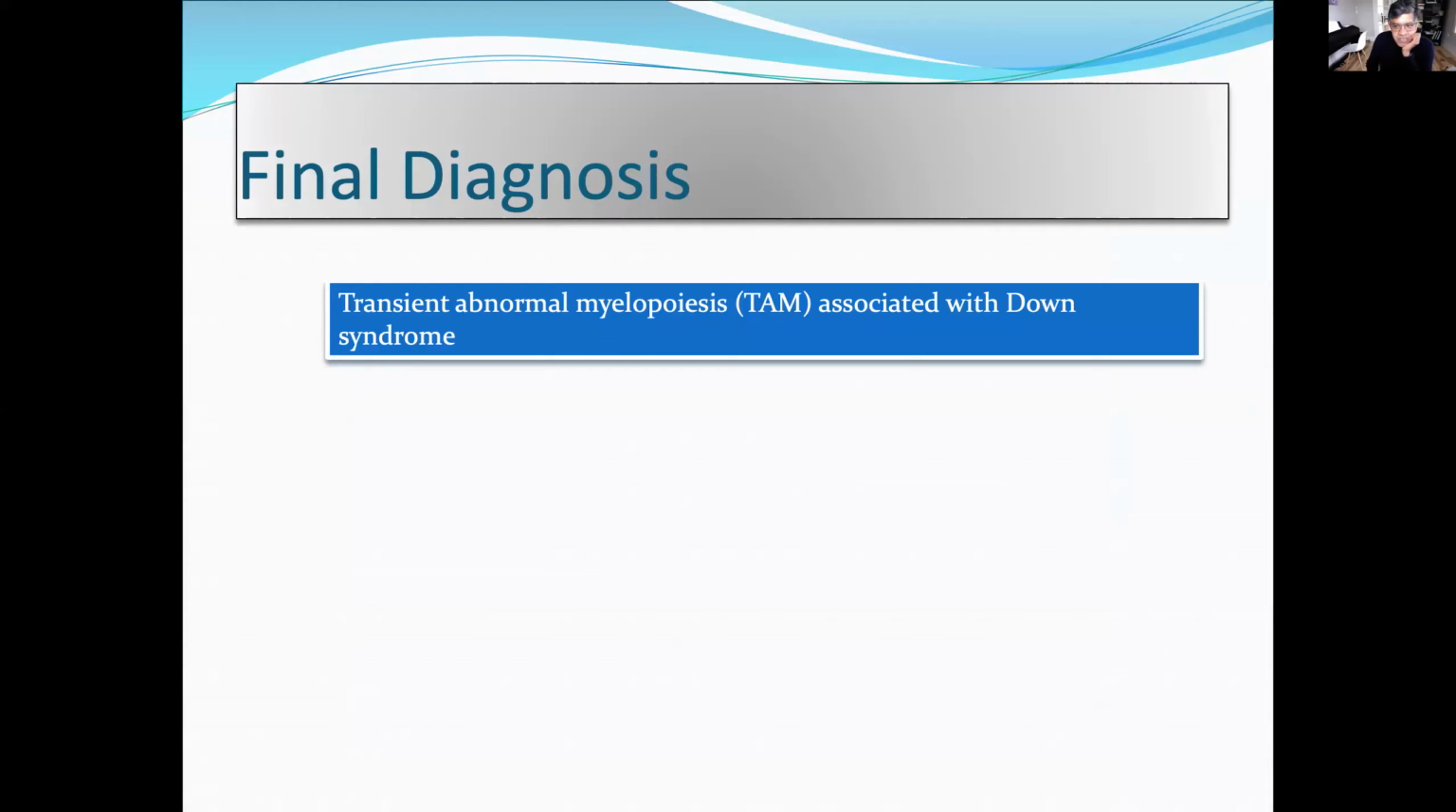Final diagnosis, transient abnormal myelopoiesis. Oh, wonderful. Sharavan and Sarah said that. Yeah, very good. Transient abnormal myelopoiesis associated with Down syndrome. So that's the diagnosis.